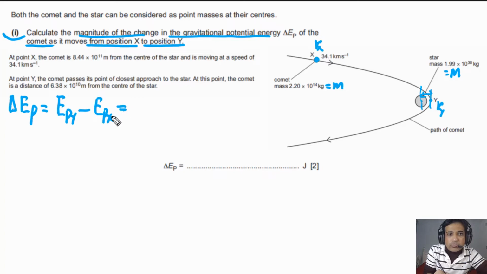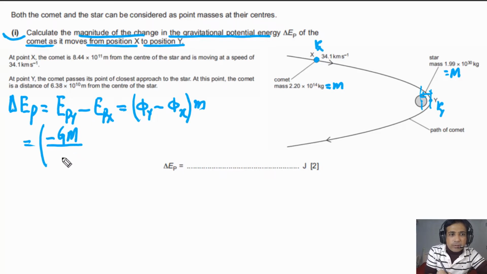Now we can write down this potential energy in terms of potential. So for potential energy at point Y, we can write this as potential at point Y minus the gravitational potential at point X, and we have to multiply this with the mass of the comet. Now the potential at point Y will be equal to negative GM, where M is the mass of the star, divided by the distance from the center of the star, r_y, minus, and we also have a minus sign here because potential is negative, divided by r_x. Multiply this by the mass of the comet.